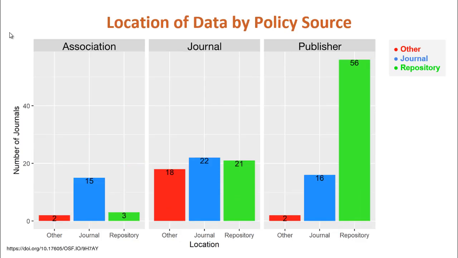Now, location of data by policy source. The same thing, other journal repositories being green, associations, you know, they're really sharing or encouraging data sharing in the journal. Journals are about even in where they are recommending that data be shared. Publishers, however, are mainly using repositories out of the sample that was analyzed.